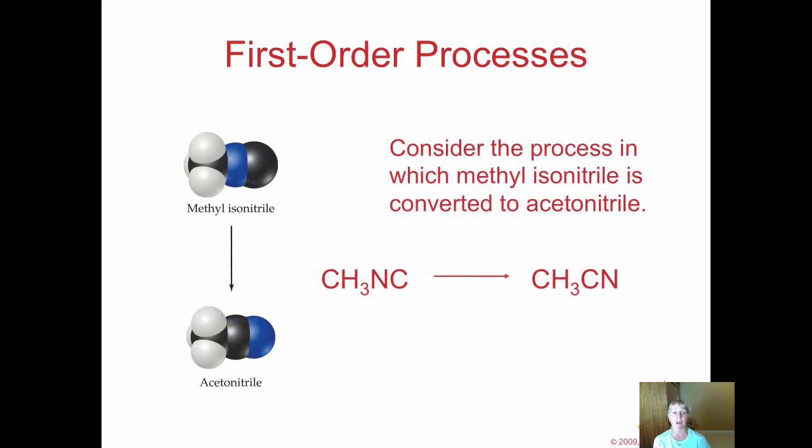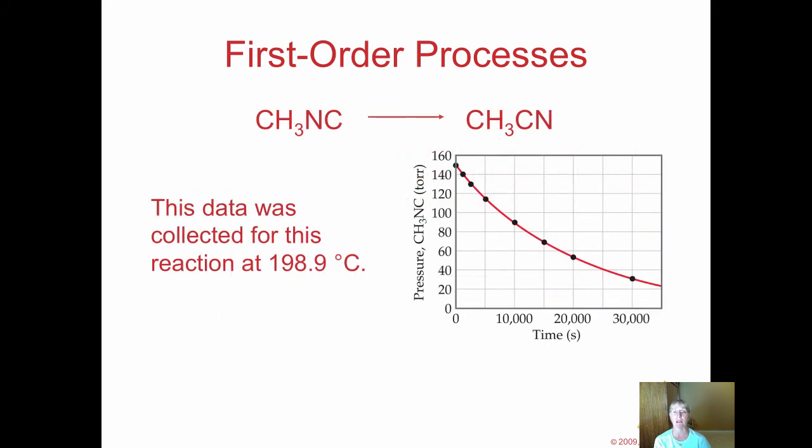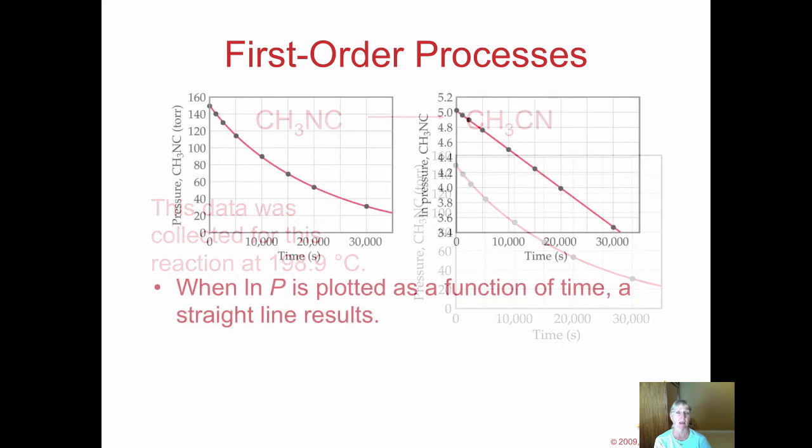We might have this methyl isonitrile turning into acetonitrile, and here's its curvy line version. The rate is faster near the beginning, the rate slows down towards the end, and it's best probably to take my rate closer to the beginning. But we collected this data at 198.9 degrees. First thing, don't let the temperatures change because that will obviously impact the rate and the rate law constant. So we always specify that. Now that's not helping me with that curvy line, that's that calculus thing.